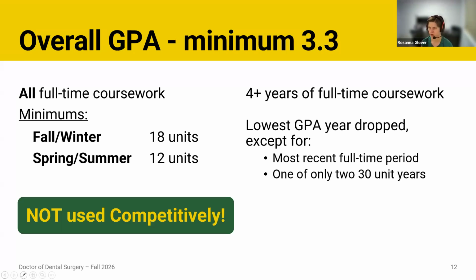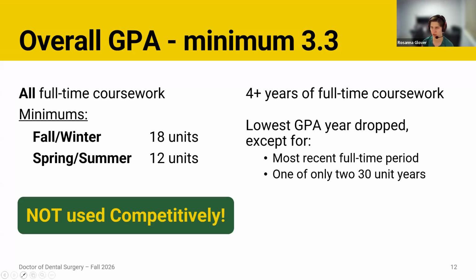How we calculate our overall GPA is using all full-time coursework. So it's not just the last 2 years, it's all full-time coursework. What's full-time? Well, the minimum would be for fall winter years, 18 units, and spring summer would be 12 units. So if you ever take one course in the summer just because, that course won't be included if it's not accompanied by 3 other courses.